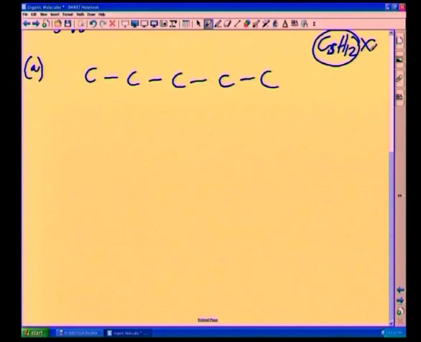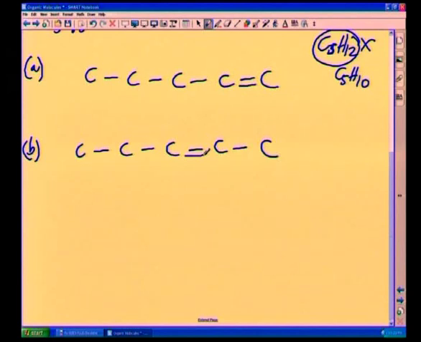So the fact that it is C5H10 means that somewhere I've got a double bond. That double bond could be anywhere between carbon atoms. So I can have it there, okay? Or I can have it, let's have B. We will come back and put the H's there. Or I can have it here, all right?